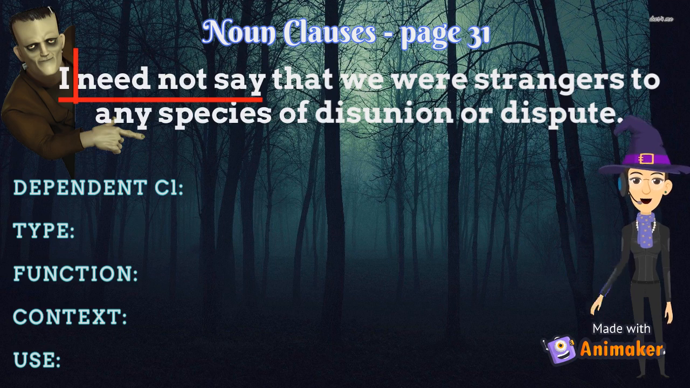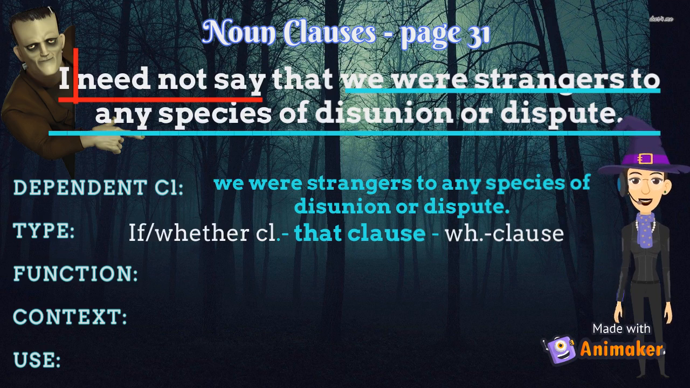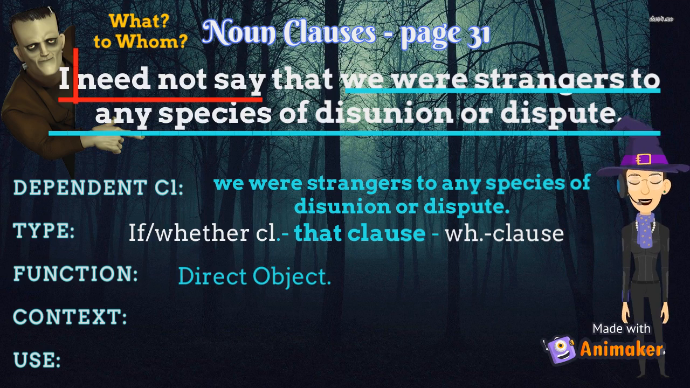Then, what is the subordinator? Again, our subordinator is that. So the type is that clause. What type of verb is say? I need not say what, that we were strangers to any species of disunion or dispute. Does the speaker say this to someone? To whom? No one. So the clause functions as a direct object.